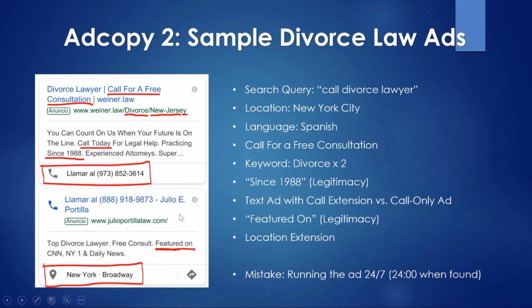The second one here is a call only ad with a location extension on it. And you can see some more legitimacy featured on CNN, New York One, and Daily News. So both of these are good to go, but what I recommend is that you stick to running call only ads in the beginning.